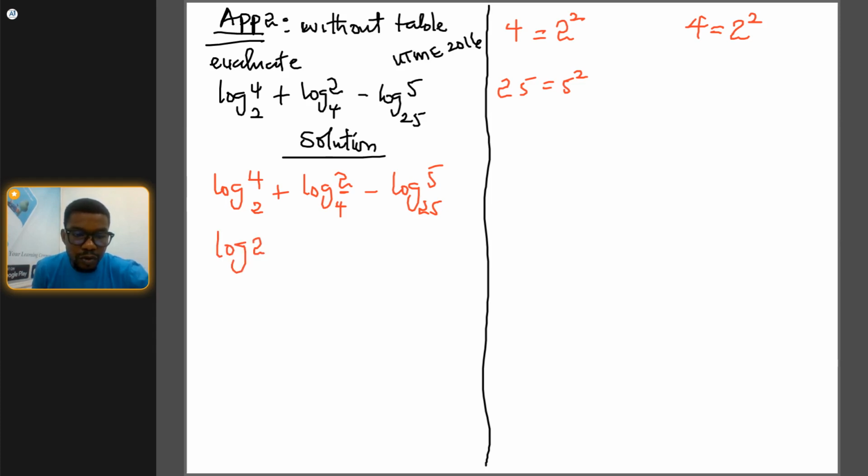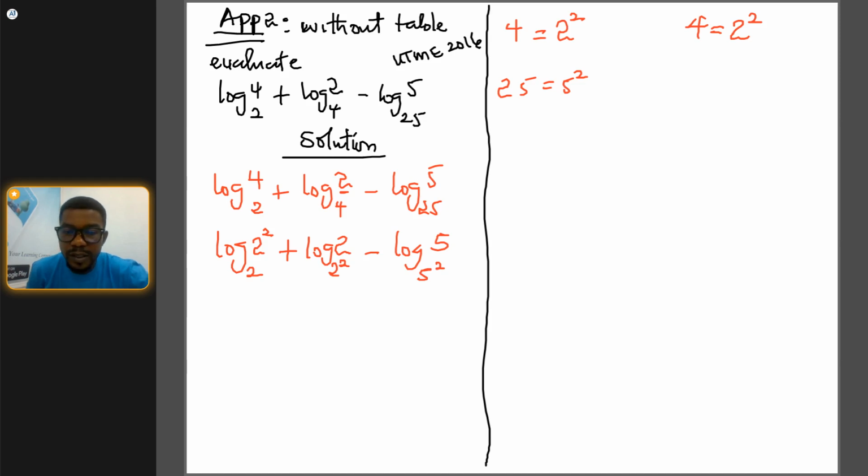Log 4 will be log of 2 raised to power 2, base 2, plus the base here, which we change to 2 raised to power 2. That's the base. It was 4 before, but now it is expressed as 2 raised to power 2. Then we have the 2 minus log 5. The base was 25, and now we express the base as 5 raised to power 2.